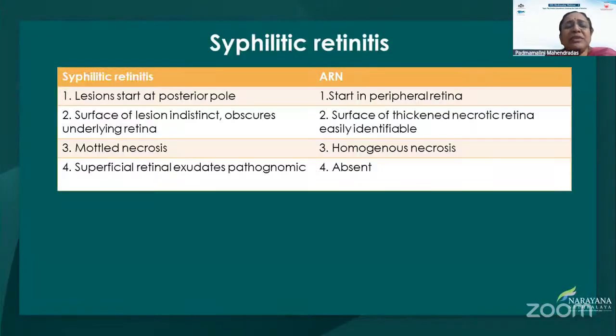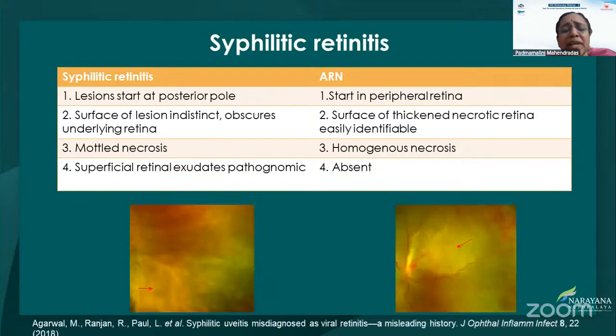So coming to syphilitic retinitis, how are we going to differentiate syphilitic retinitis from acute retinal necrosis? Syphilitic retinitis starts at the posterior pole, whereas ARN starts in the peripheral retina. Here you could see mottled necrosis, whereas in ARN it is homogeneous necrosis. The most characteristic finding is superficial retinal exudates. They are pathognomonic in syphilis, which we don't see in acute retinal necrosis.